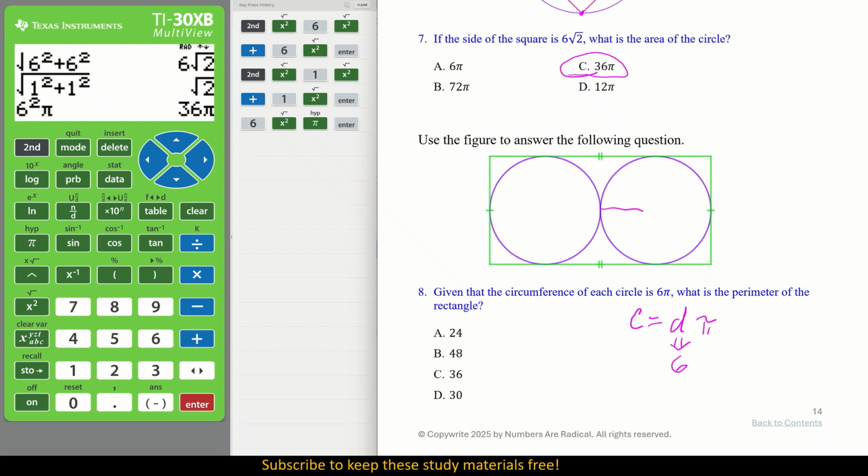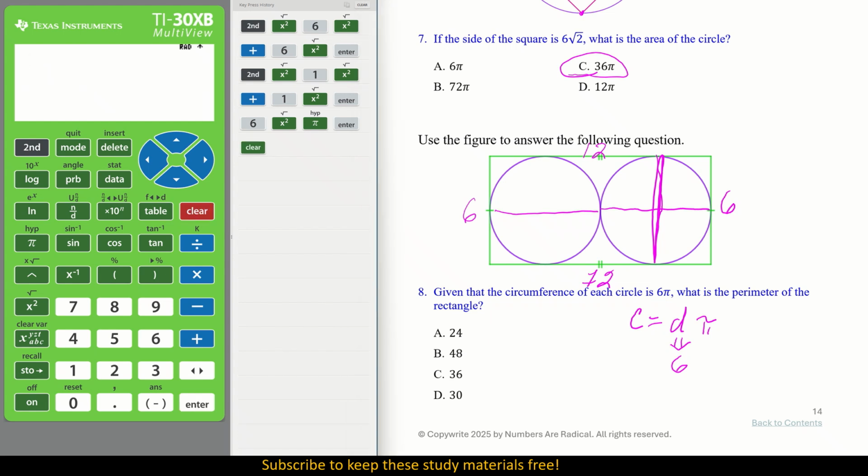This tells me that I have 6 here and 6 here. Therefore, this length is 12. And in the same breath, I know that the diameter going vertically is still 6. So what do I have? I have 6 width and another 6 width and a 12 length and another 12 length. So let's go to our calculator. I'm going to clear this out. My perimeter is 6 plus 6 plus 12 plus 12, enter, 36 again.